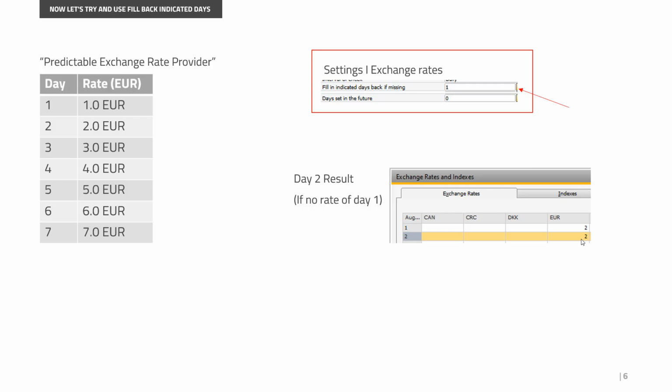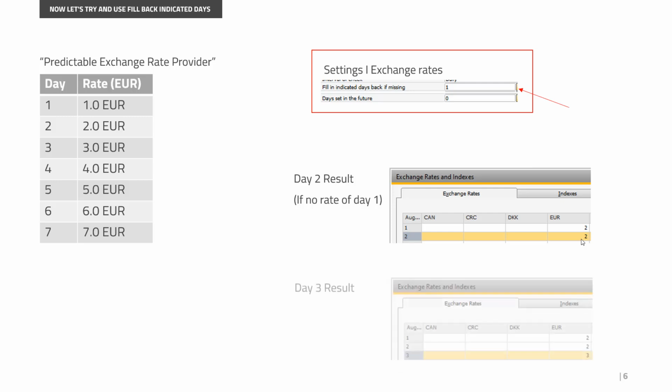The reason why it wouldn't get a 1 is because all these exchange rate providers only give us today's rate. They don't give us historical data. So on day 2, the rate of 1 doesn't exist anymore in many of them. There's a few of them that can do it, but in order to keep it the same for everyone, we don't have that feature. So had day 1 already been filled out, it would not have used the fillback indicated days, because as you can see, it's called fillback indicated days if missing. In this case, it was missing, and that was the reason why it gave a 2 on day 1.